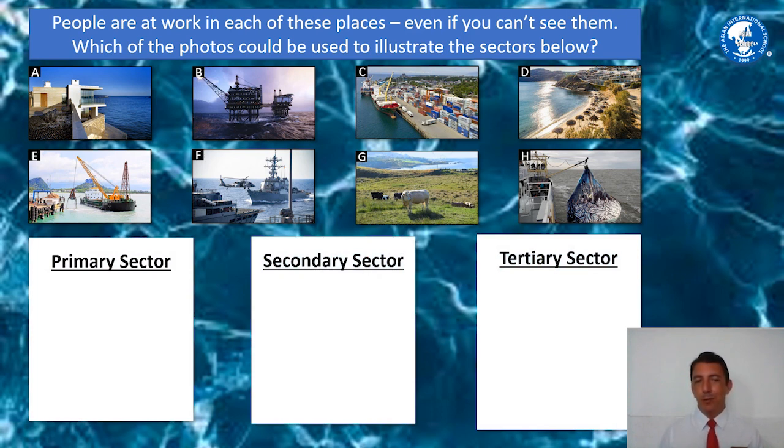I'll just quickly remind you: primary means gathering materials from nature. Secondary means building, manufacturing, or processing. And tertiary means service. So again, pause the video and try to figure out which of these photos could be used to illustrate each sector.